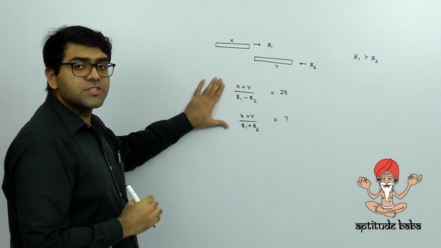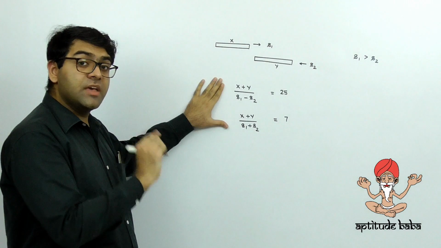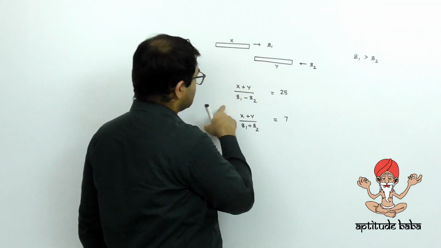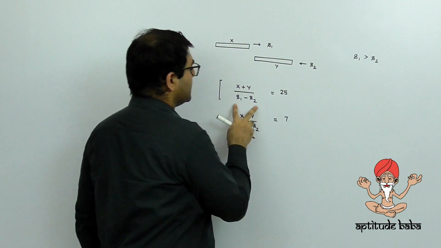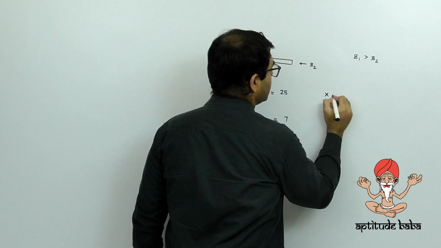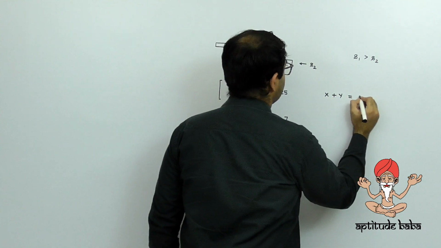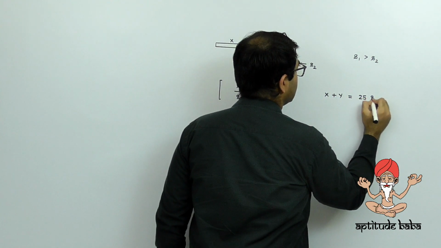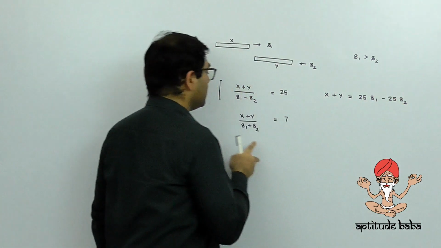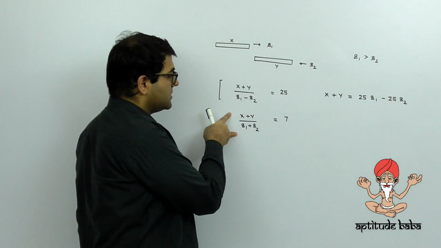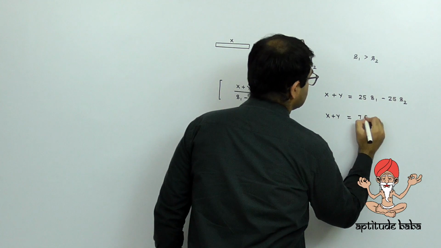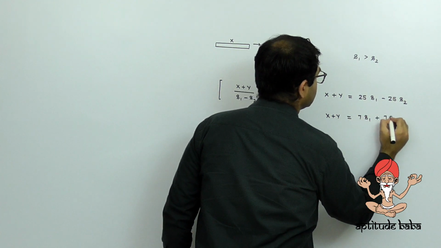Now, from these two expressions, I can create equations in x, y, s1 and s2 and solve those. Let us consider this expression. Can I say if I multiply s1 minus s2 to this side, the equation would look of the form x plus y equals 25 into s1 minus 25 into s2. In a similar way, I can derive another equation from this expression. So x plus y equals 7s1 plus 7s2.